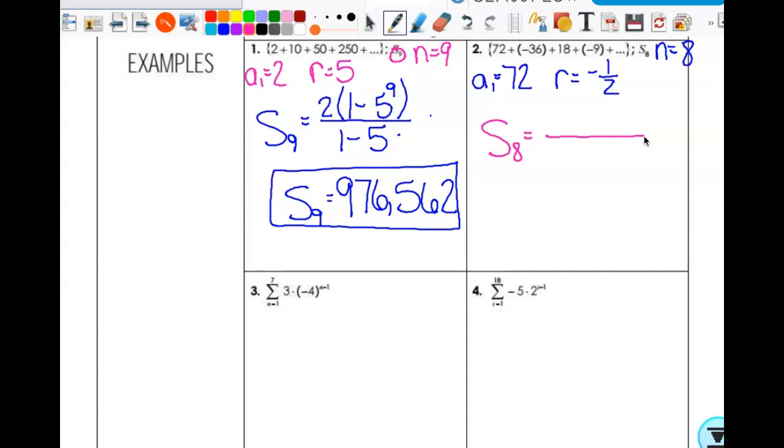And in this case, since we don't have any decimals, we're working with fractions, your answer would be left in a fraction.